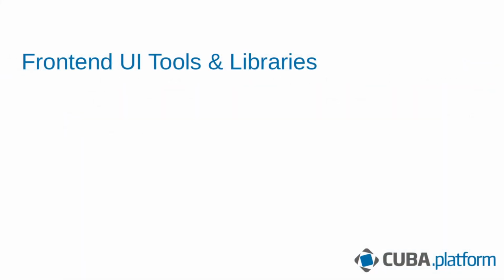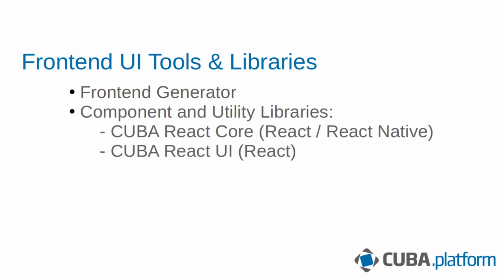Let's have a short overview of the tools and libraries that you can use in order to build your front-end client. The front-end generator is a scaffolding tool that can be used to speed up the process of developing a front-end client. It can generate a starter application and add the pieces you need, such as components to view and edit entities. There are two component and utility libraries: CUBA React Core, which is responsible for core functionalities such as working with CUBA entities, and CUBA React UI, which contains the UI components.